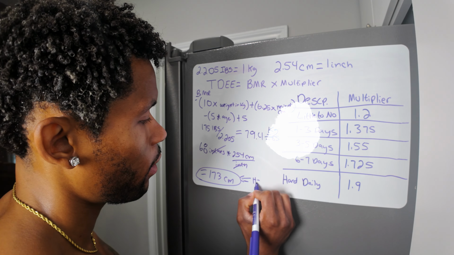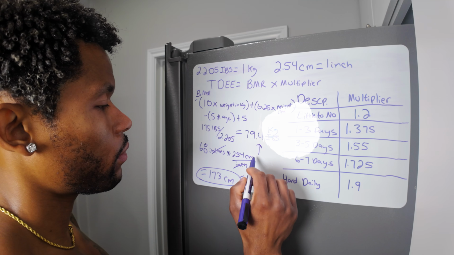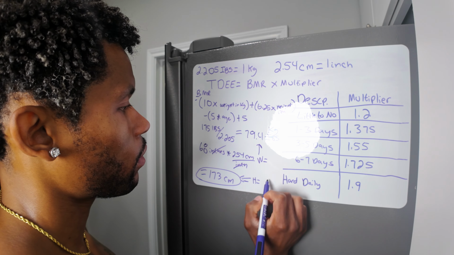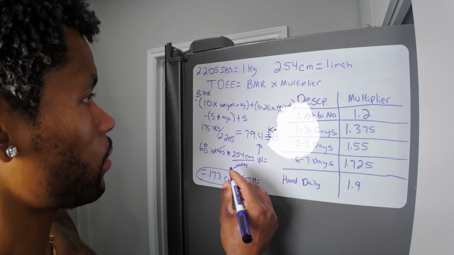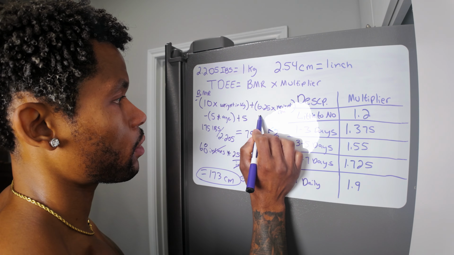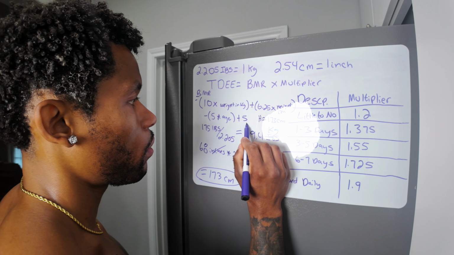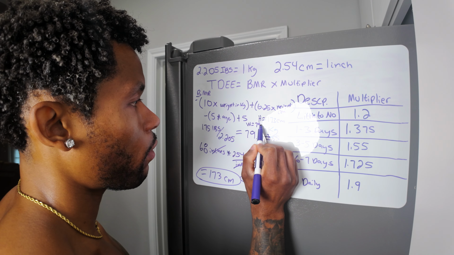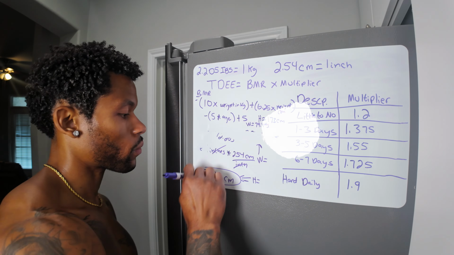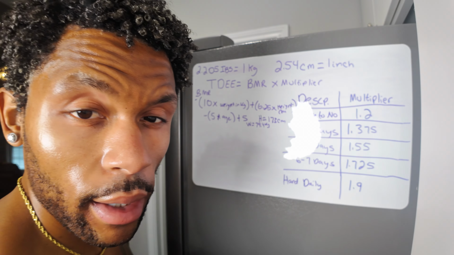All right, so that's my height. We can call that H. And then this is my weight, we can call that W. So H is going to equal 173 centimeters, and W is going to equal 79.4 kilograms. I'm going to make some room here. So then I have everything I need.